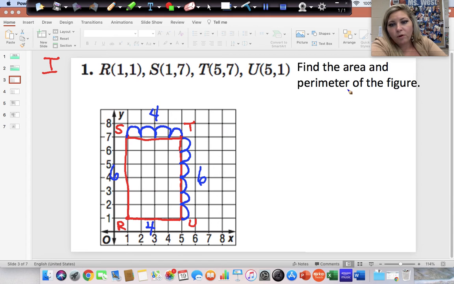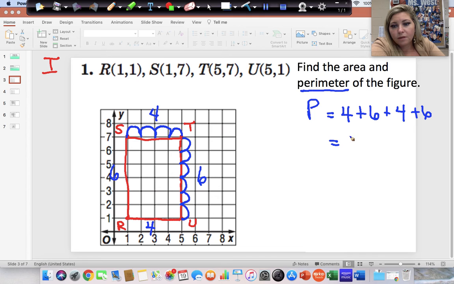So remember, for perimeter, we're just adding all sides together. So perimeter is P, so P equals 4 plus 6 plus 4 plus 6. 4 plus 6 is 10, so 10 plus 10 is 20. So 20 units is the perimeter.